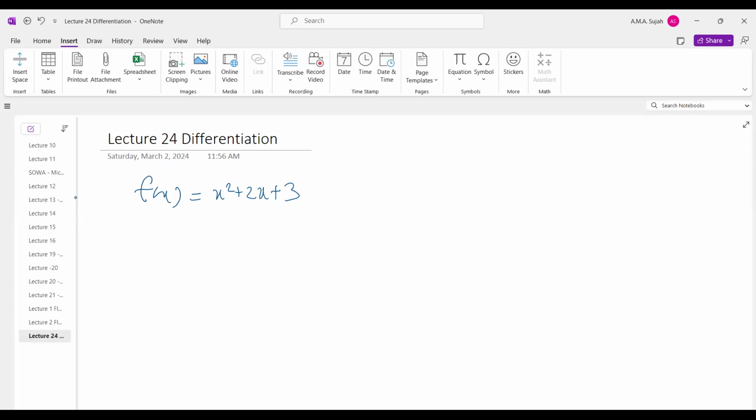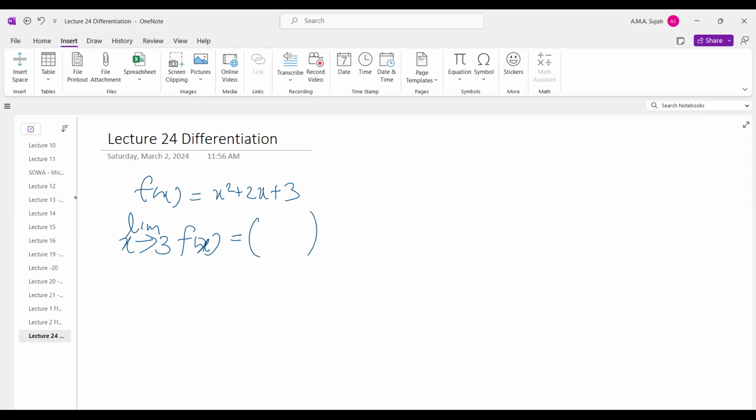Now we will find out what will happen if x approaches a particular value, say 3, for this function. Let's say limit x approaches 3. It means if x approaches 3, what is the value f of x takes? That is what we call limits.